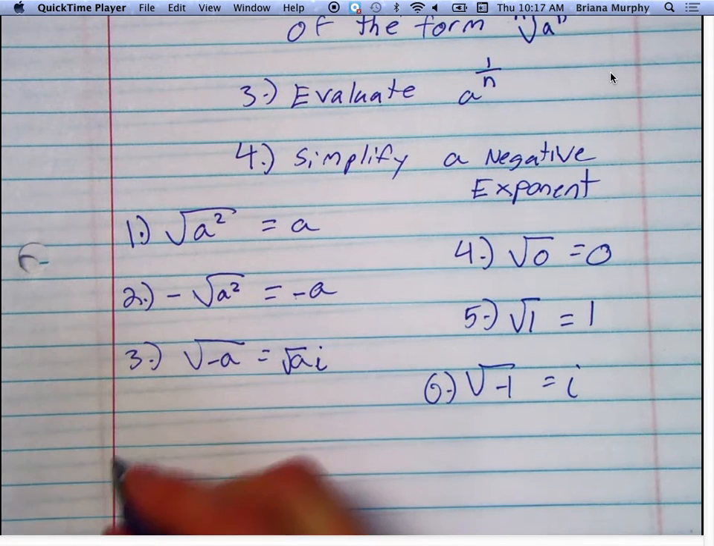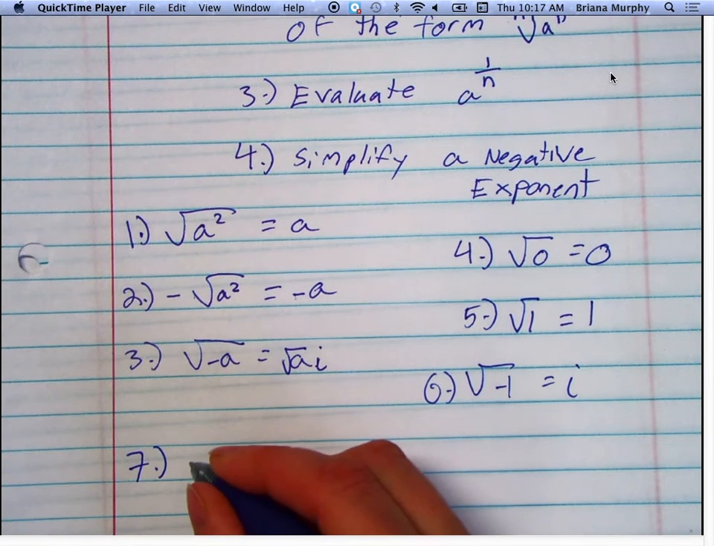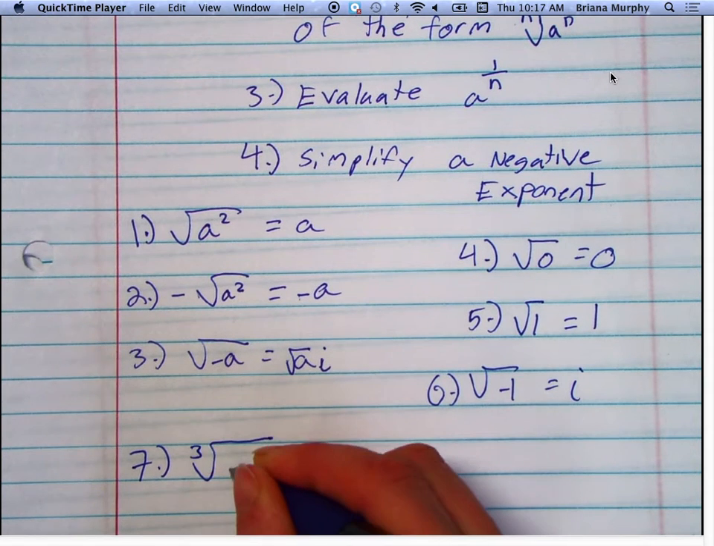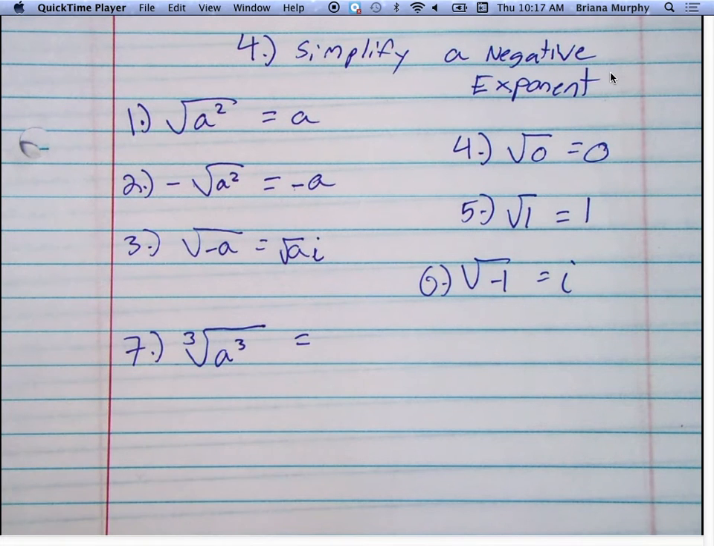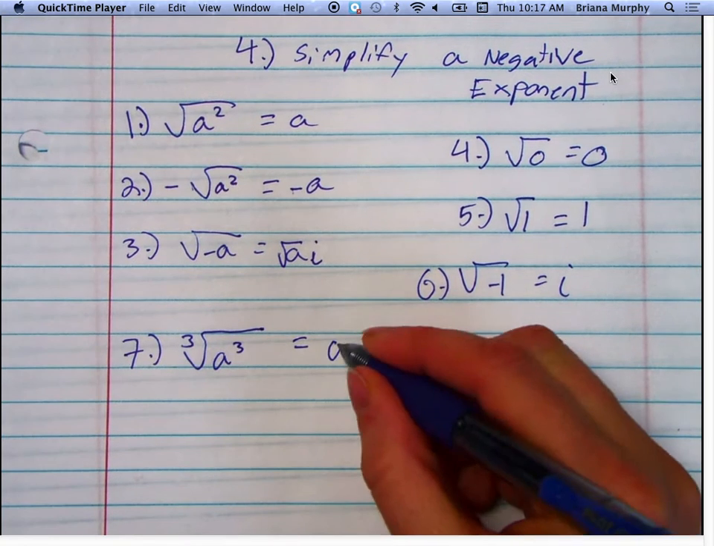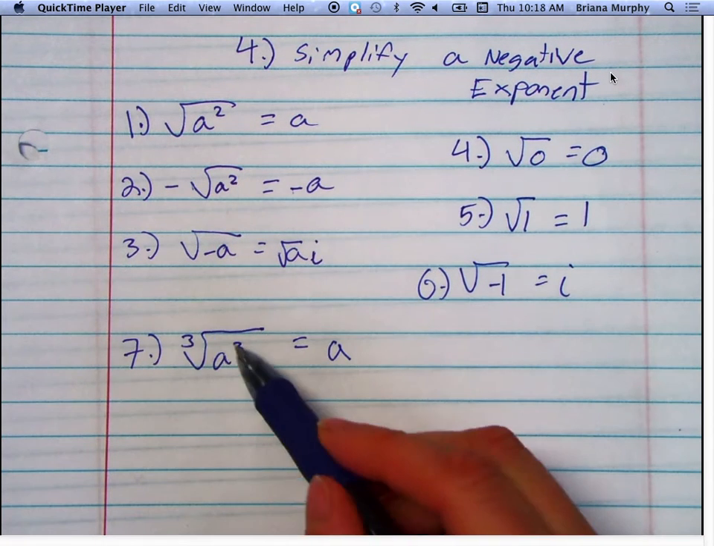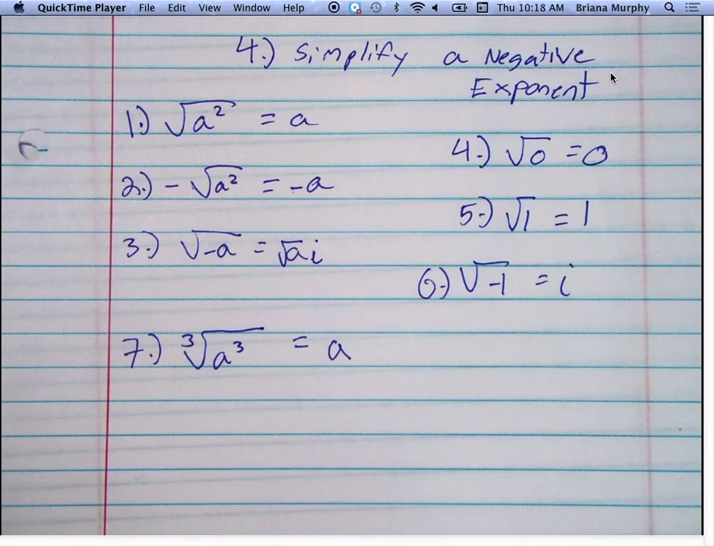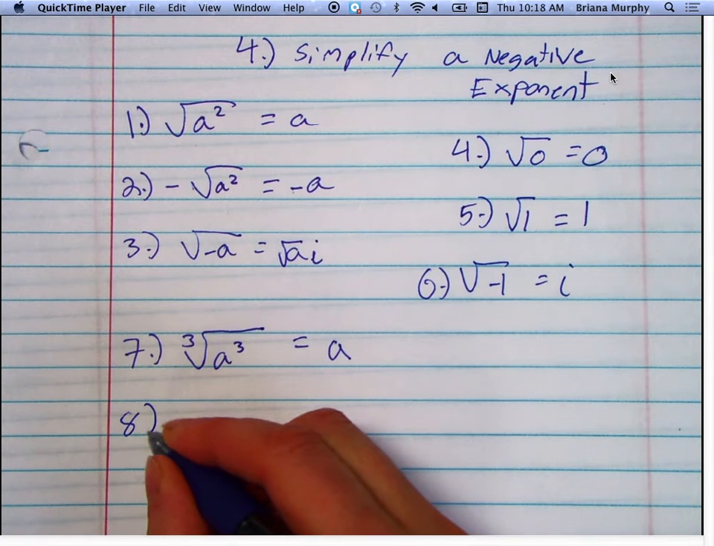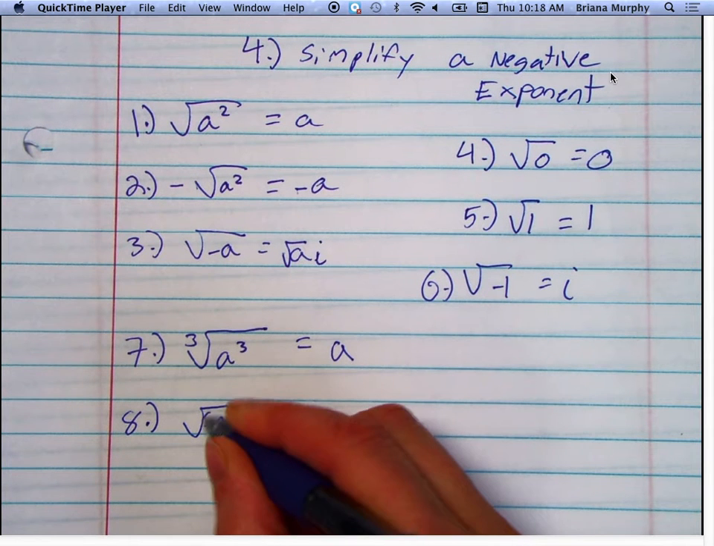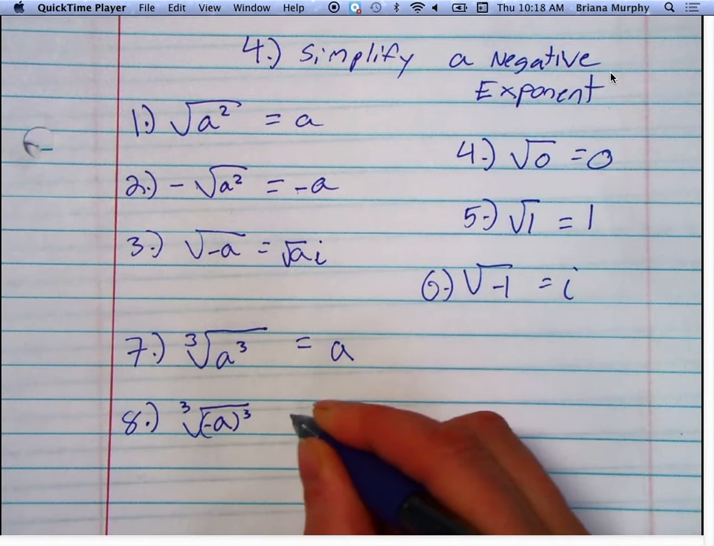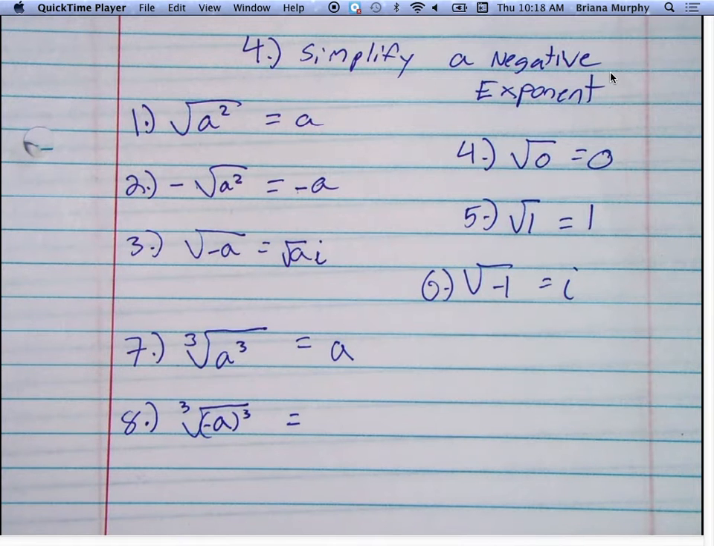So, let's look at what the cubed root of a cubed would look like. The cubed root of a cubed. It would still be a, that's right. Okay, those canceled each other out just like squared and square rooting. Okay, what if we have negative a cubed cube rooted? What would we get? We would get negative a.